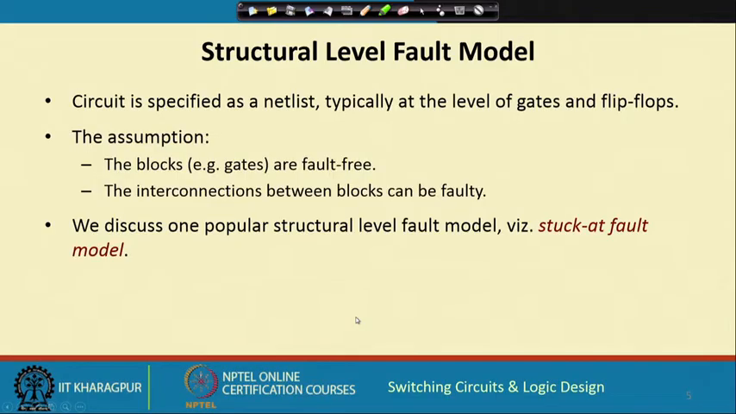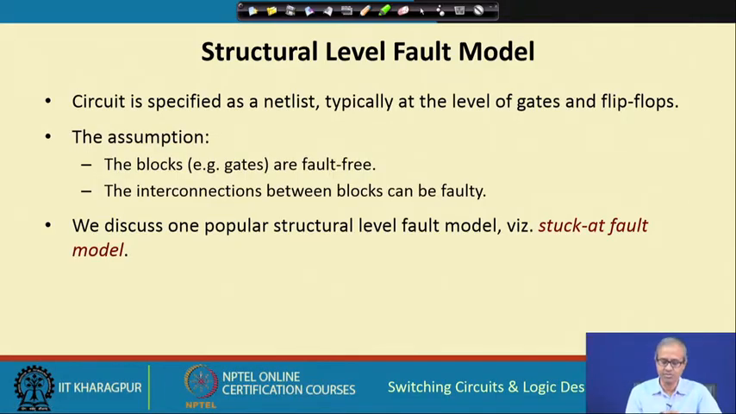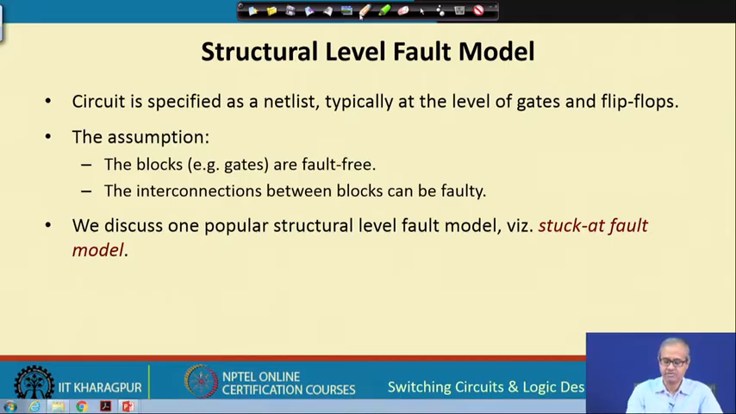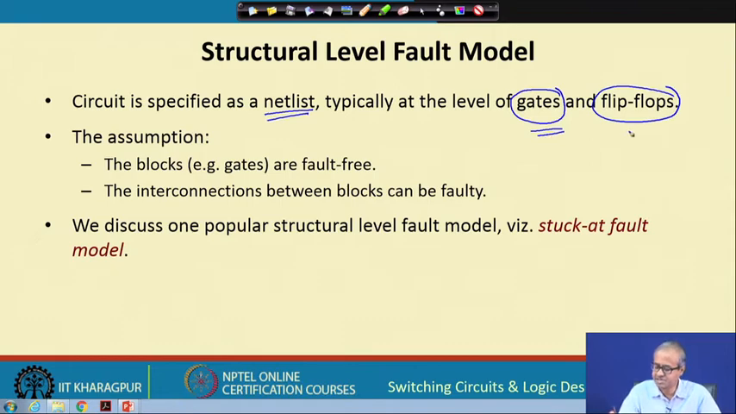So, let us now look at structural level fault models, which are more common. Structural level means we view this circuit as a netlist. Netlist means some basic blocks and their interconnections. Typically, the blocks are considered as gates or flip flops. For combinational circuits, it will be only gates. For sequential circuits, there will also be flip flops and their interconnection. Let us say I have a circuit like this.